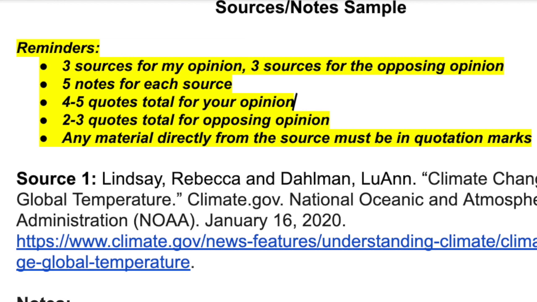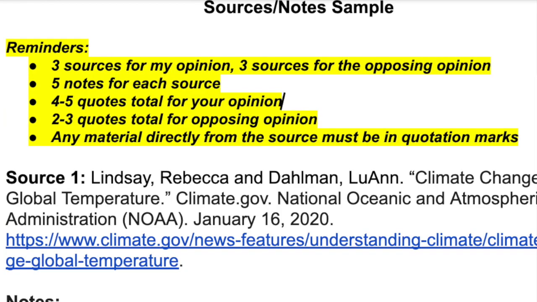for the opposing opinion. You can have more sources, like let's say you find a quote in a source, but that's all they have is a quote that you can use. You can put that in there, but it will not count as one of the 3 sources. So you need to have 3 really solid sources that give you at least 5 pieces of information that you can use. The last reminder on there is that anything that you get directly from a source, you need to put in quotation marks in your notes.